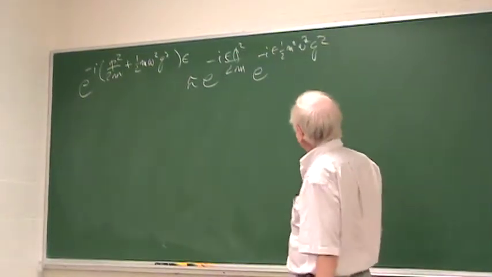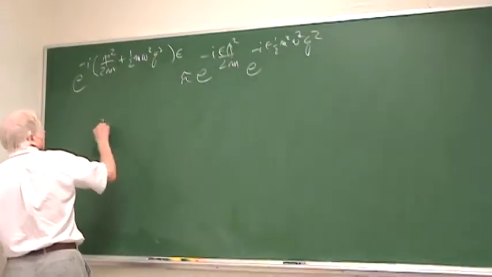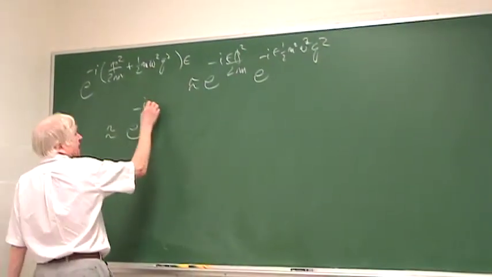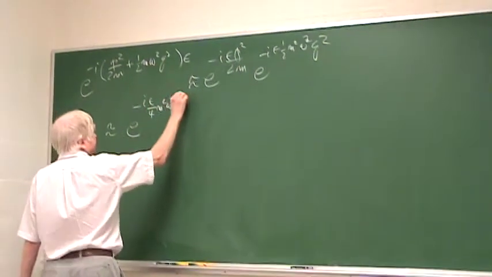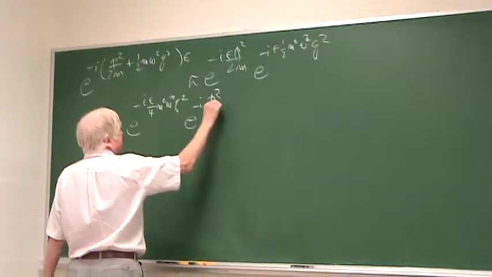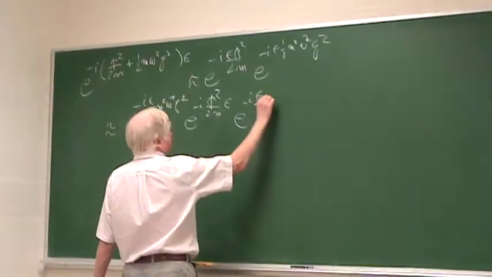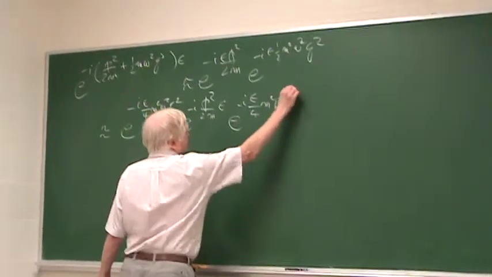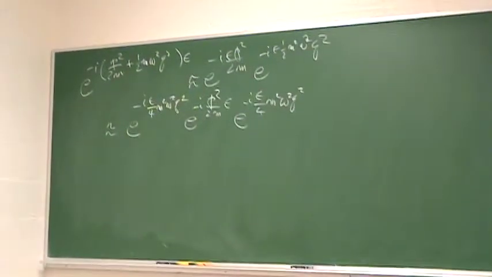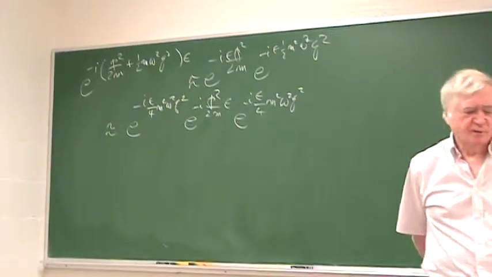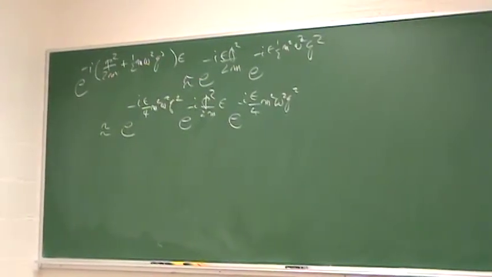We probably could have gotten a better approximation if we had written it as e to the minus i epsilon over 4 m squared omega squared q squared, minus i p squared over 2m epsilon, e to the minus i epsilon m squared omega q squared. This would have worked out a little better, but it would have been, I think, perhaps even messier to do the integrations.